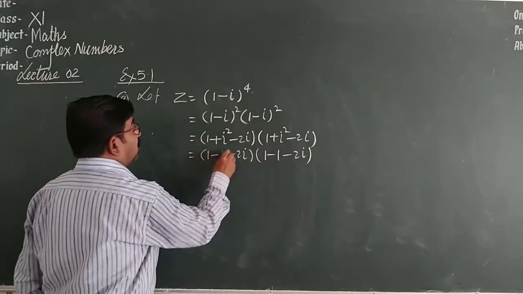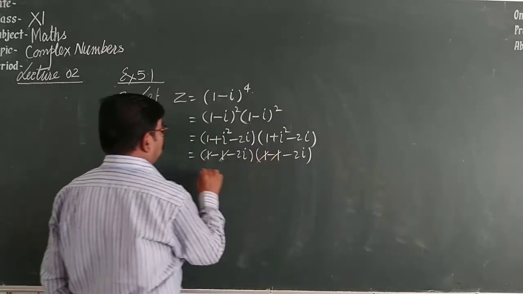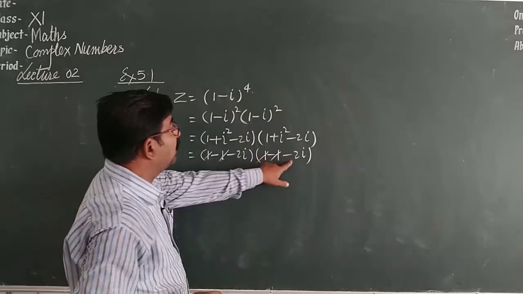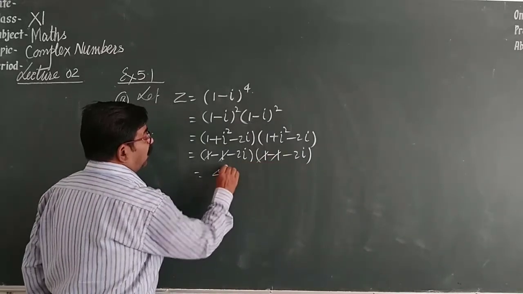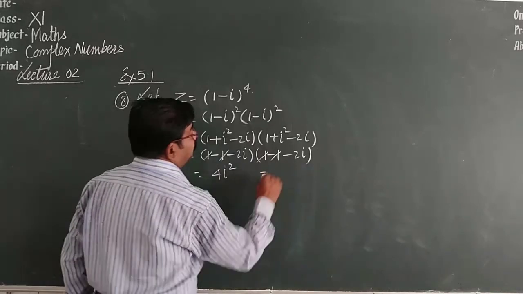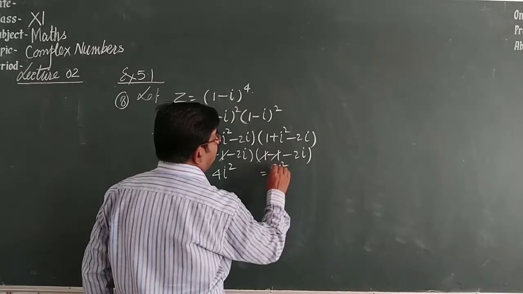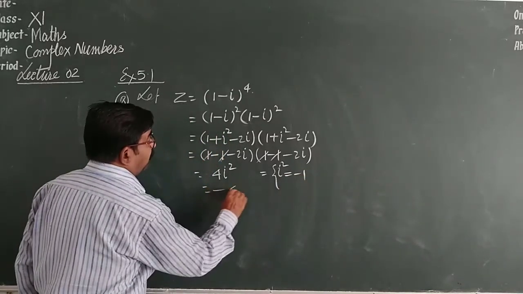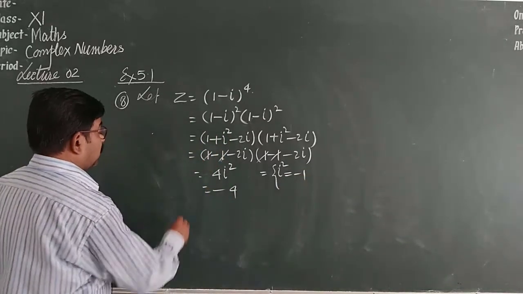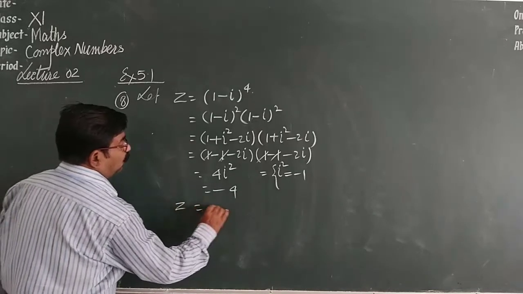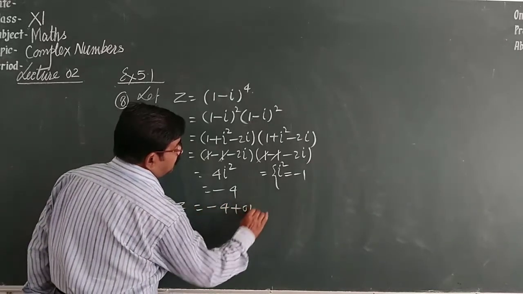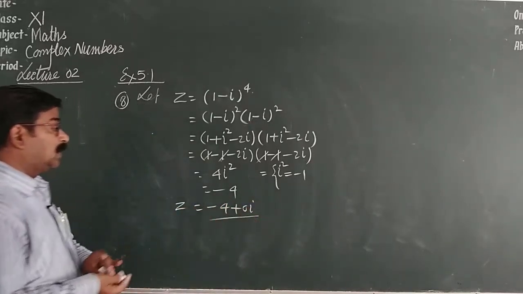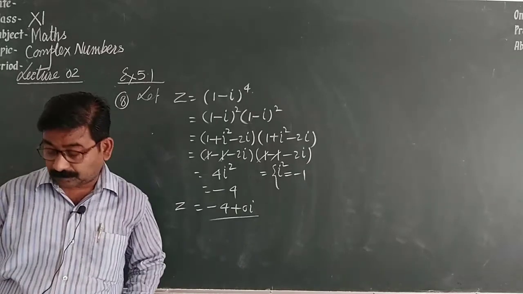So we have minus 1 plus 1 gone. Multiply this, minus 2i into minus 2i, 4i square. And since i square is equal to minus 1, we have minus 4. So the complex number z is equal to minus 4 plus 0i. This is how you can solve this.